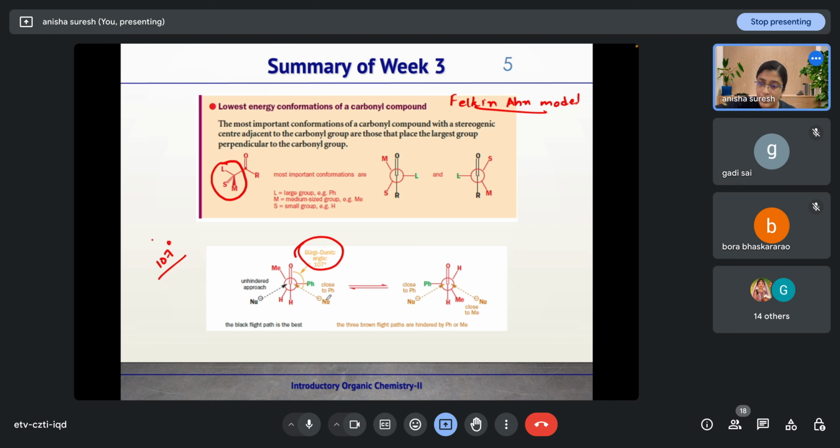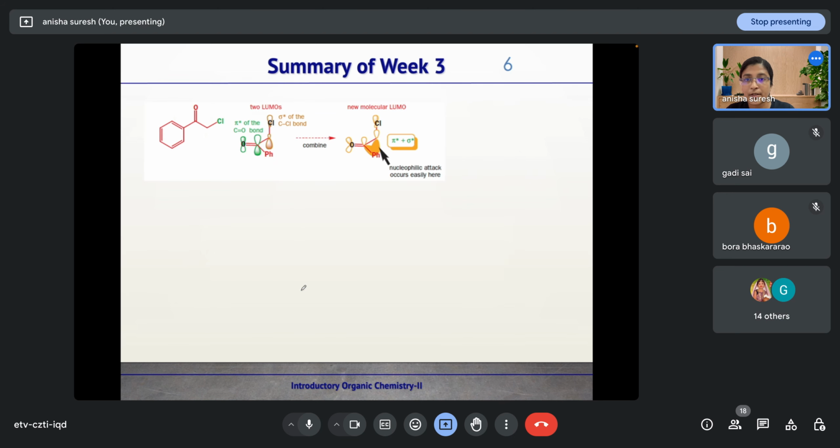If it is attacking from this side, then it will be close to Ph. Similarly, the attack from this side will also be close to Ph, and the attack from this side will be close to Me. Ph and Me are considered bulkier groups compared to hydrogen. So this path, which is the unhindered approach, will be most favored. So this is the Felkin-Anh model.